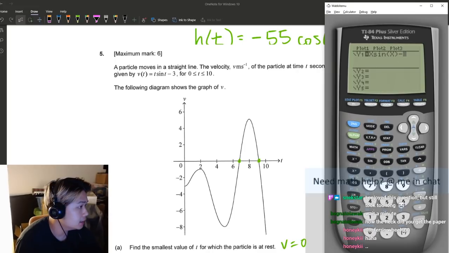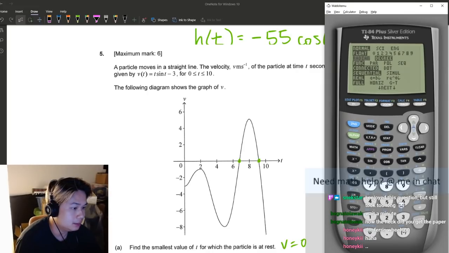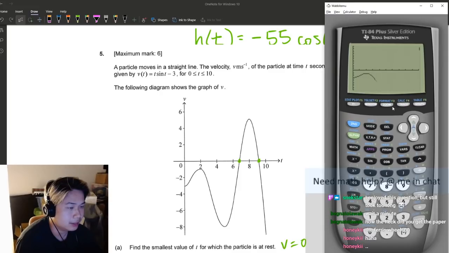So x sine x minus 3, and then I need to make sure I'm in radian mode, otherwise this will not work. And then change my window from 0 to 10, and then negative 8 to 10, sure, that works. So there we go, here's the graph. And we need to find this 0.